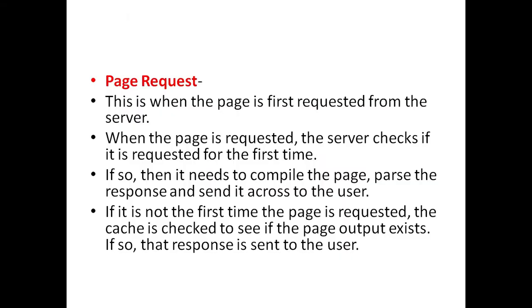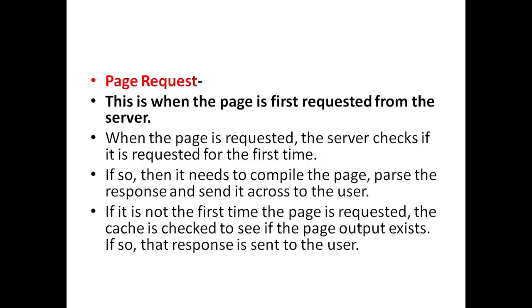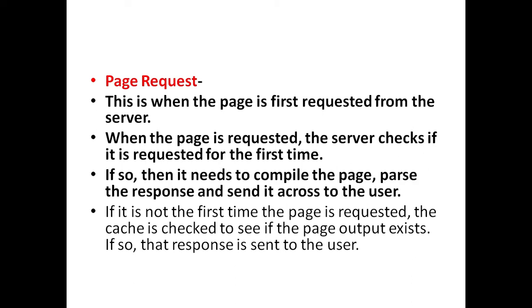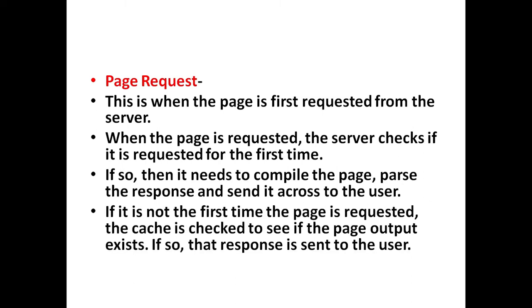First is page request. This phase takes place when the page is first requested from the server. When the page is requested, the server checks if it is requested for the first time. If so, then it needs to compile the page and parse the response and send it across to the user. If the page is not requested first time, the cache memory is checked to see if the page output exists. If so, that response is sent to the user.